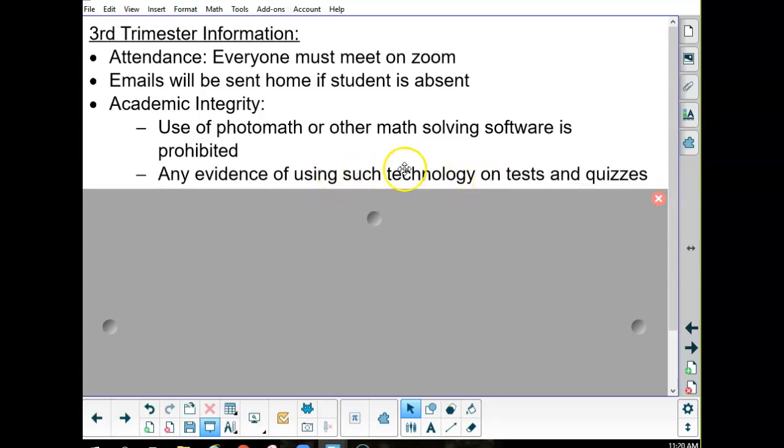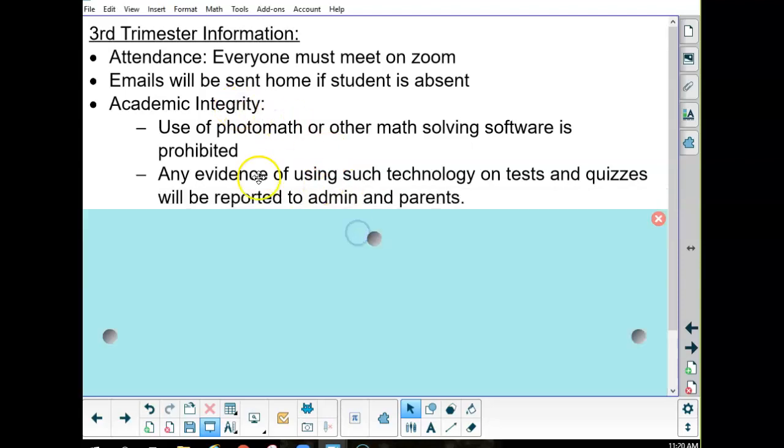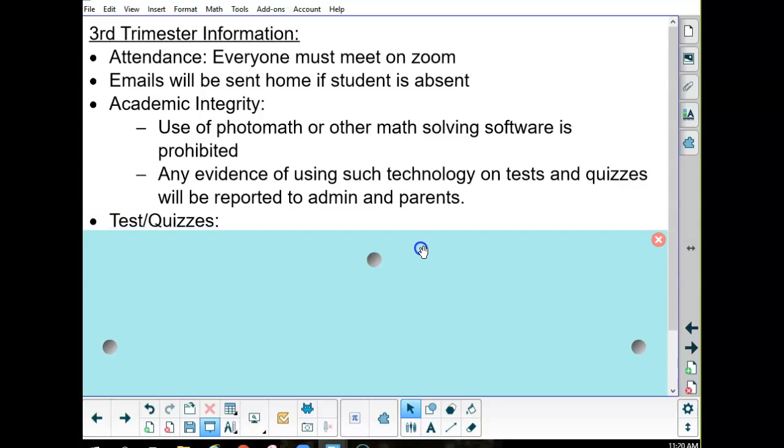If there is evidence of using such technology on tests and quizzes, which, by the way, I have access to that technology too, and a lot of times if something doesn't make sense, I'll cross-reference it and see where your work came from. I'm somewhat able to tell who's making use of these technologies. So you're only cheating yourself if you're using some type of software to help you out. Any evidence of using technology will be reported to admin and parents, and if it happens more than a couple times, that could result in removal from the class, which will also be on your permanent record.